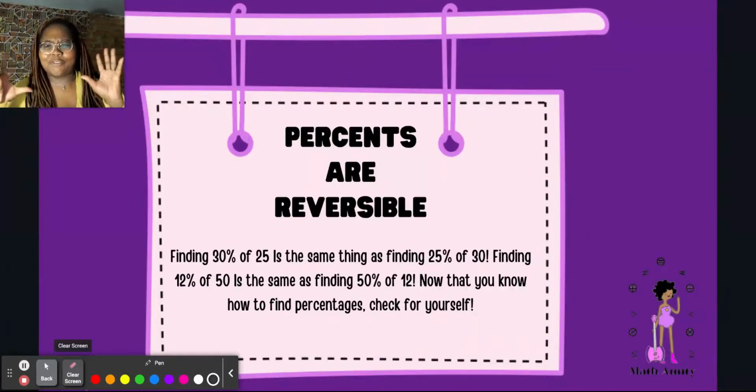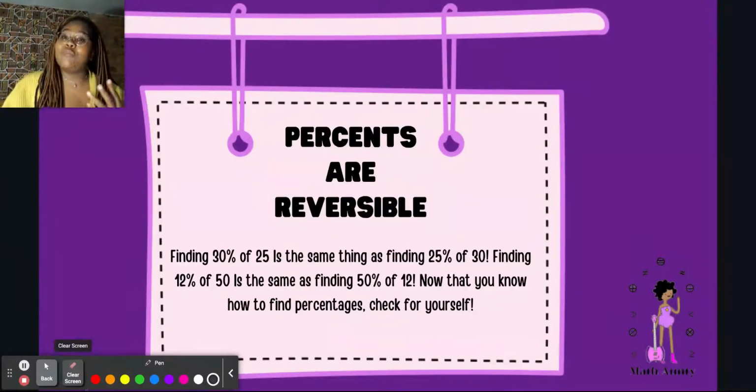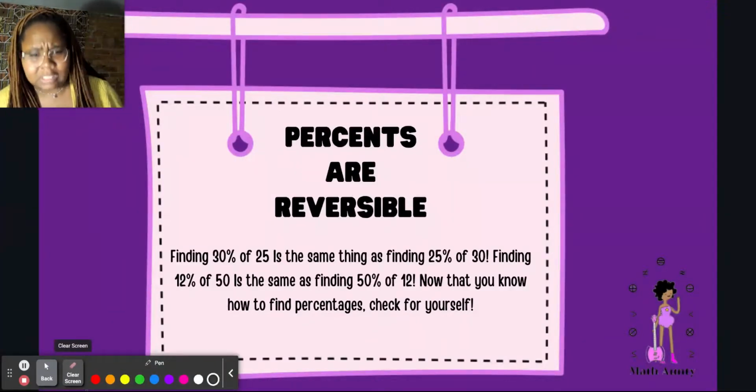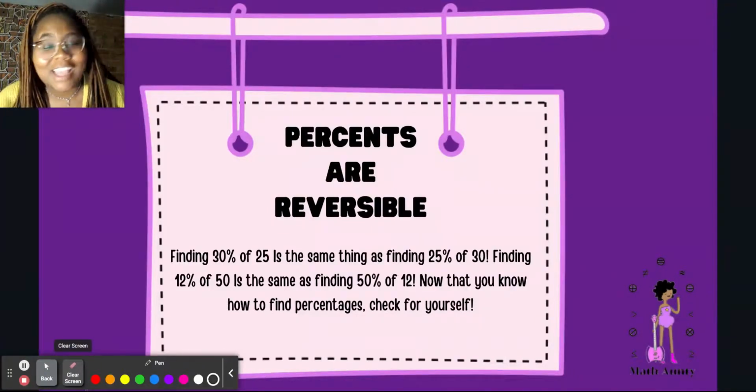Percents are reversible. Finding 30% of 25 is the same thing as finding 25% of 30. And finding 12% of 50 is the same thing as finding 50% of 12. Now that you know how to find percentages, you can check these for yourself. Let me know below in the comments if you don't get 6 or 7.5 when you're solving these percentages.